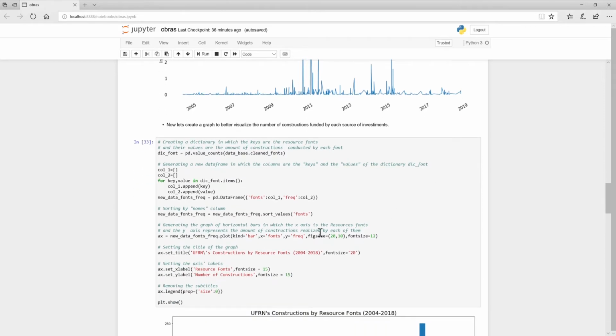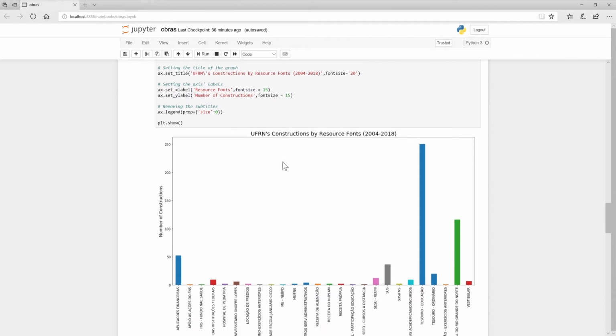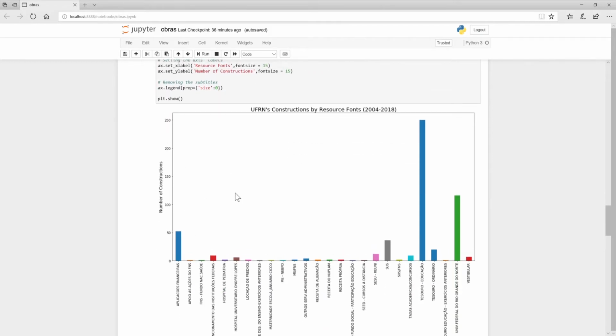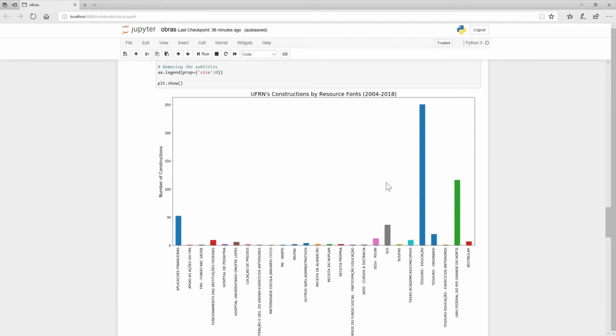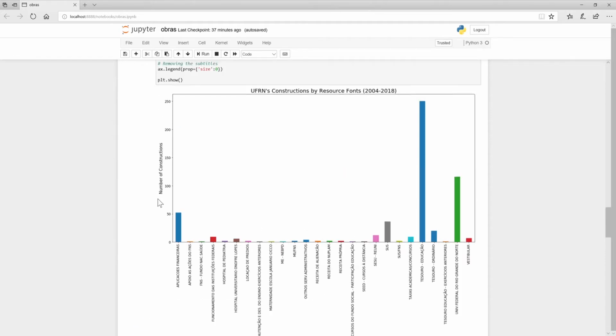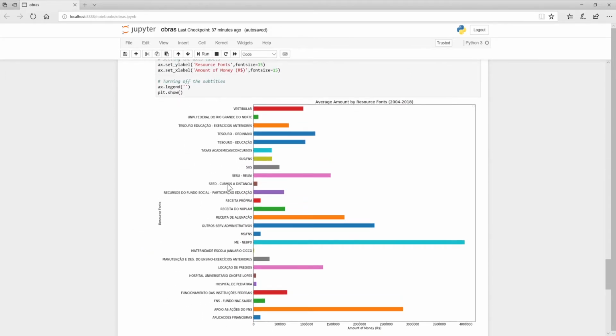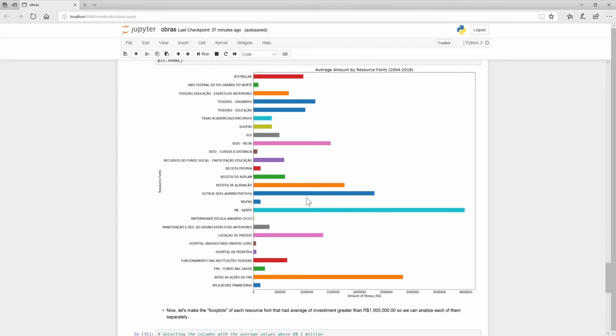We also have another graph separating the number of constructions by each resource font, so we can see where most of the money came from, and if you want to, you can analyze this as well. Another graph is about the average money invested by each resource, so we can see which ones do the most investments and the bigger investments on the university.